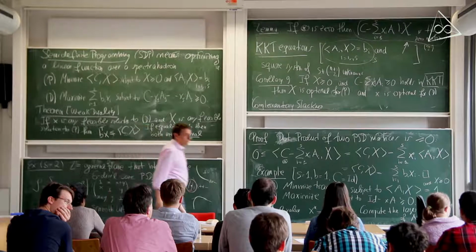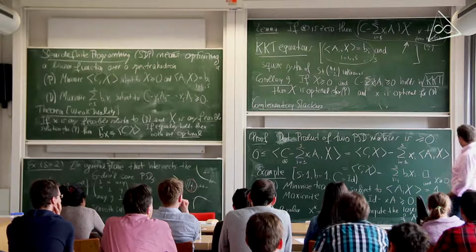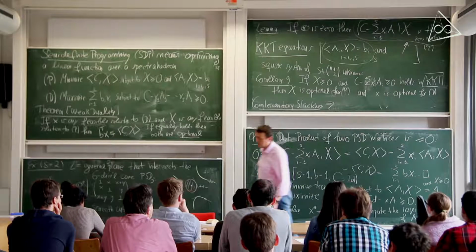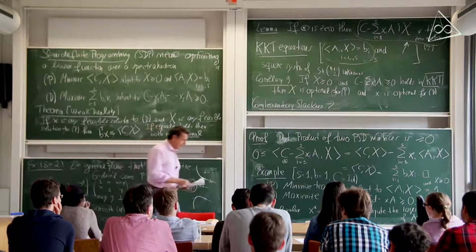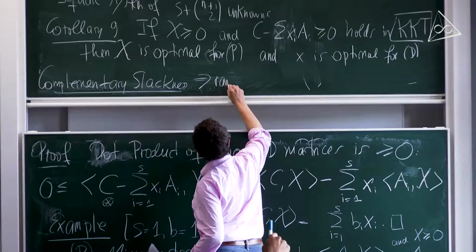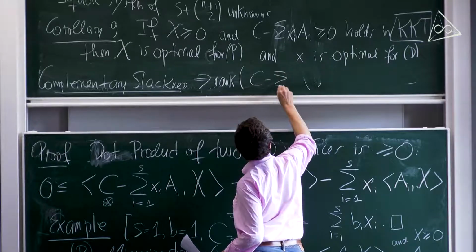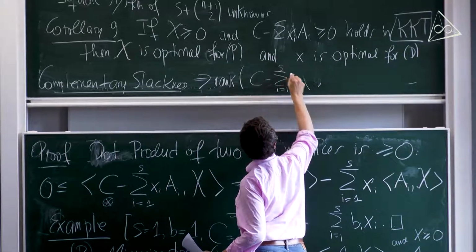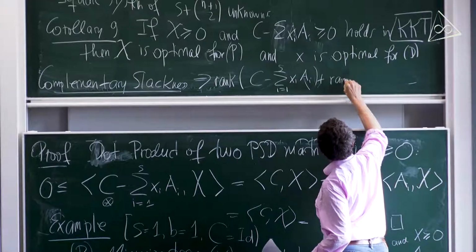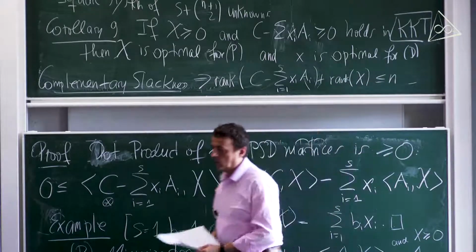Let's do it. Thanks for the question. This was not planned, but let's do it. So why is this satisfied? Let me first write down one thing, then we do the example, then we take the break. So complementary slackness implies, let me write this down, that the rank of the left matrix, the sum over i from 1 up to s of x_i A_i, plus the rank of X is at most n. Let's contemplate this.